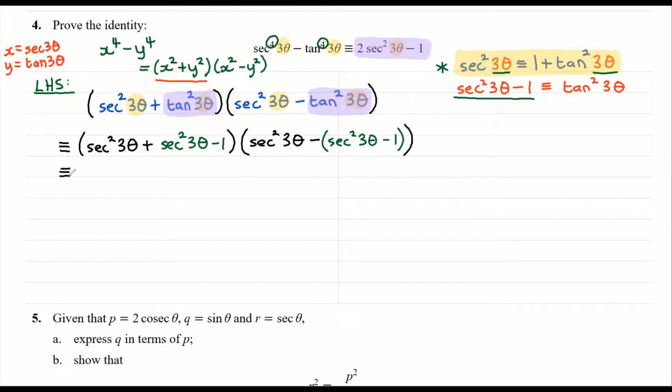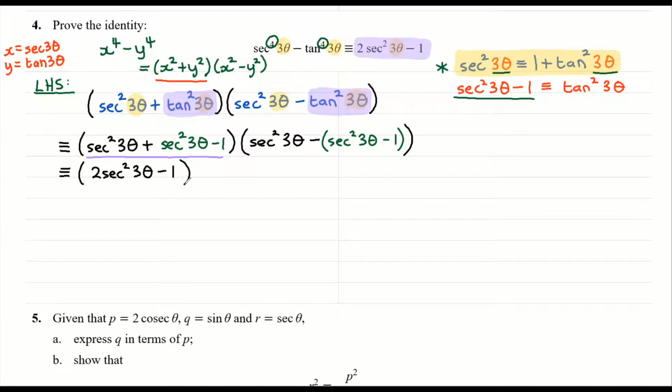Now then, inside the first bracket, what have we got? Well, we've got sec squared 3 theta twice. I can collect those together. So that's good. So inside this bracket, I'm going to have 2 lots of sec squared 3 theta, 2 of those objects, subtract 1 on the end.